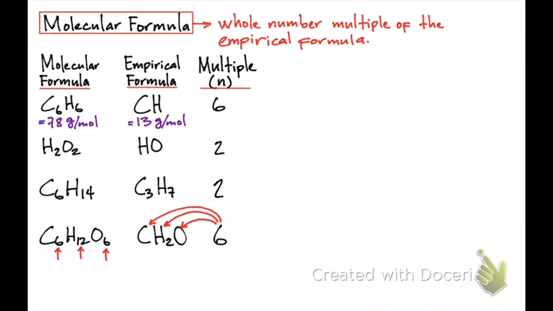And it's also true when it comes to the total molar mass. So when you look at the total molar mass of the empirical formula and compare that with the total molar mass of the molecular formula, you can see that molecular formula is a whole number multiple of the empirical. So in this case, the multiple is 6. So when you multiply 13 times 6, you get 78, which is the molar mass of the molecular formula. And you can do the same thing for the rest here, and it remains true.